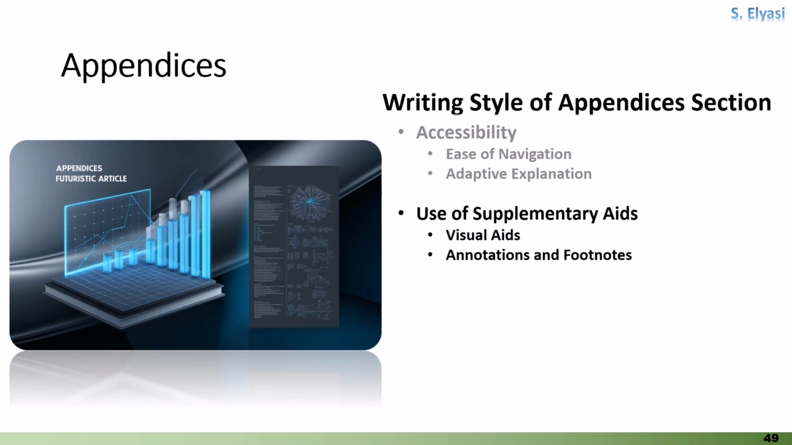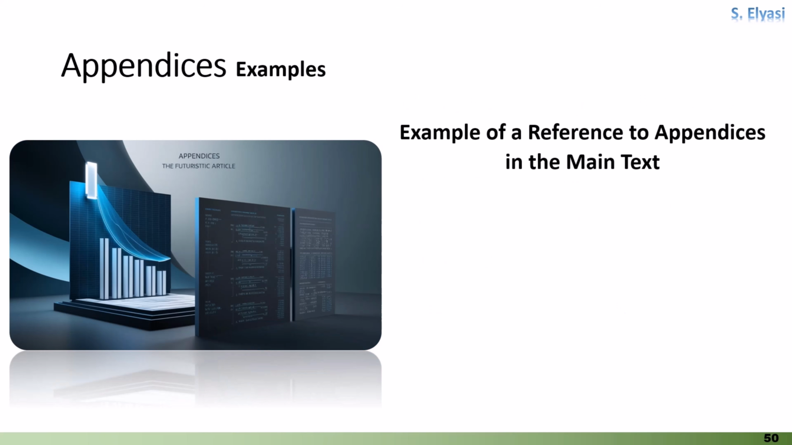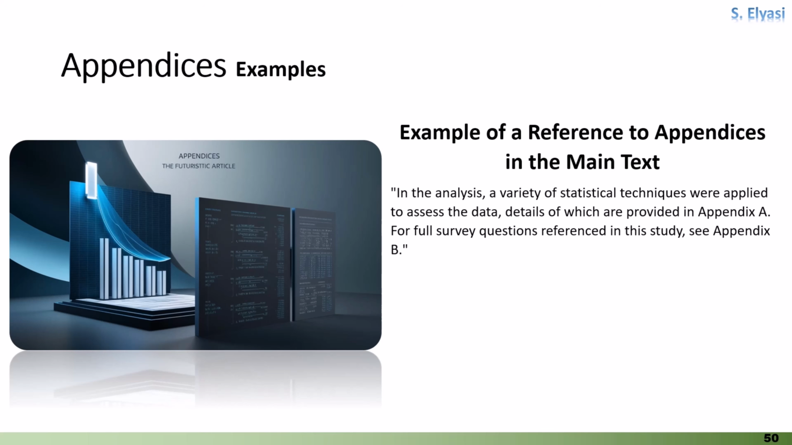By adhering to these expanded key writing style guidelines, the appendices can serve as an effective extension of the main text, enhancing the research paper's comprehensiveness and the ease with which the information can be accessed and understood. An example brings clarity to the subject being explained. Example of a reference to appendices in the main text. In the analysis, a variety of statistical techniques were applied to assess the data, details of which are provided in Appendix A. For full survey questions referenced in this study, see Appendix B.